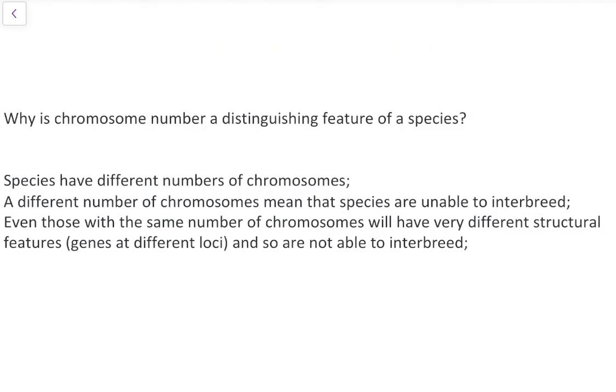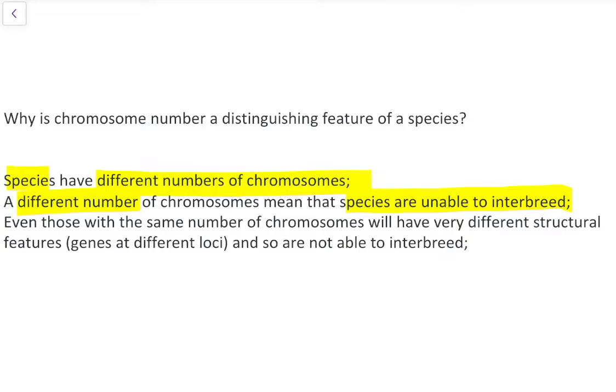Here's our summary. So a chromosome number is a distinguishing feature of a species. Species have different numbers of chromosomes. And even if they do have the same number of chromosomes, they would have a different structure to those chromosomes. But a different number certainly means that species are unable to interbreed, even if they are genetically pretty close. And that's why chimpanzees and humans are unable to interbreed, even though the difference in chromosome number is only 1 in the haploid cell.